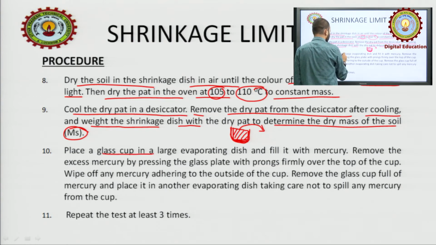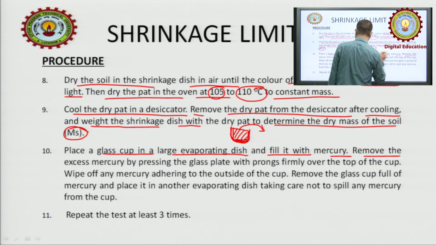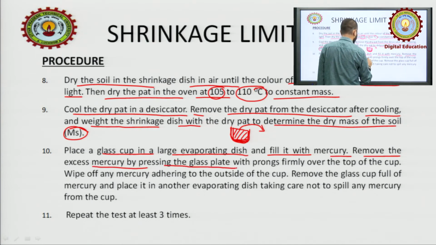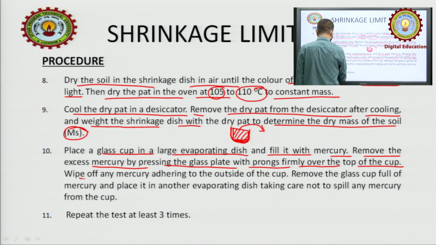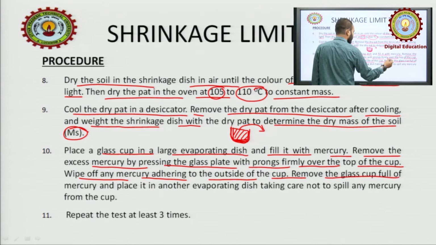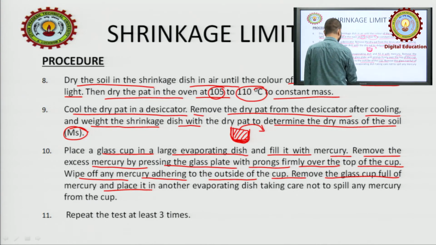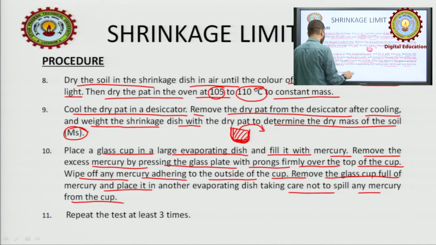Place the glass cup in a large evaporating dish and fill it with mercury. Remove the excess mercury by pressing the glass plate with sponge firmly over the top of the cup. Wipe off any mercury adhering to the outside of the cup. Remove the glass cup full of mercury and place it in another evaporating dish, taking care not to spill any mercury from the cup.